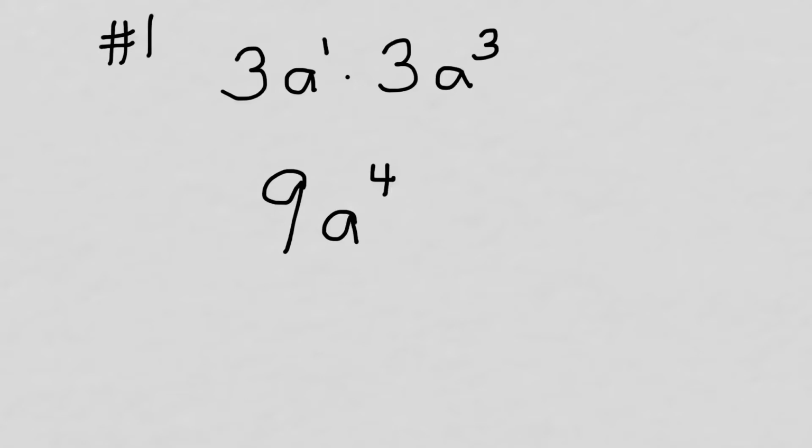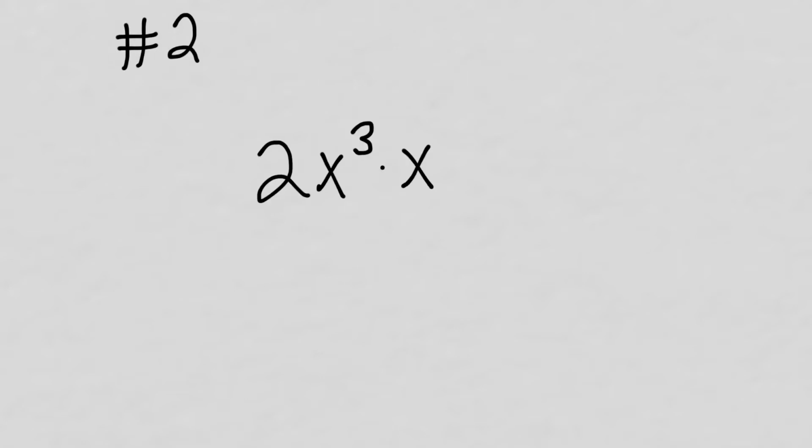Let's move on to problem number 2. All right, in number 2, we've got 2x cubed times x. All right, same as in problem 1, you want to consider the second x as being x to the first. It's implied, if there's not a 1 there, that it's x to the first. So multiplying this out, we bring down our 2. There's nothing else to multiply the 2 by. And we've got x cubed times x to the first. In this situation, we just add the exponents, and you've got 2x to the fourth.